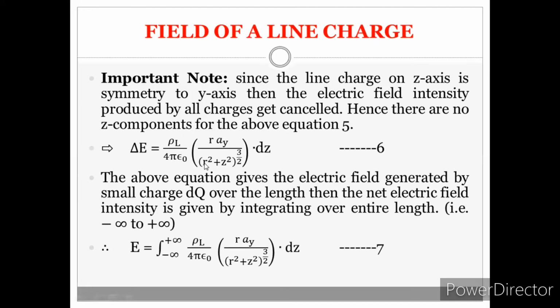Now for the entire line, if you want to calculate, we just need to perform the integration from minus infinity to plus infinity for the above equation. Just taking the integration to the other side, it becomes the integration from minus infinity to plus infinity of rho divided by 4 pi epsilon naught, r ay divided by (r square plus z square) raised to 3 by 2 dz.